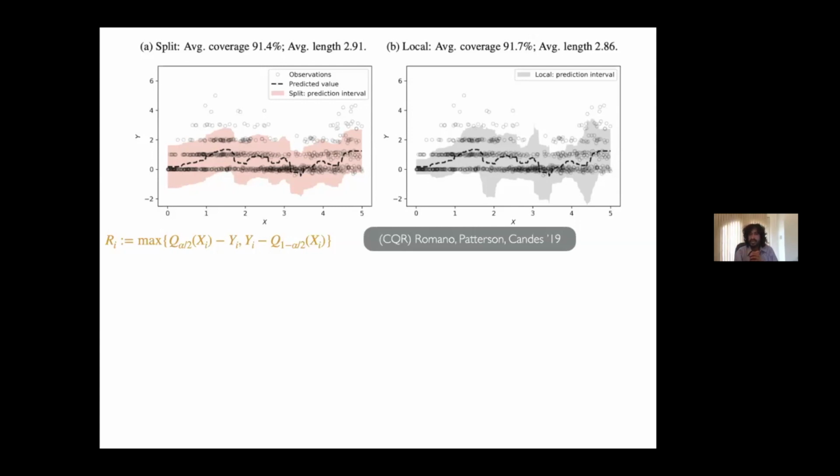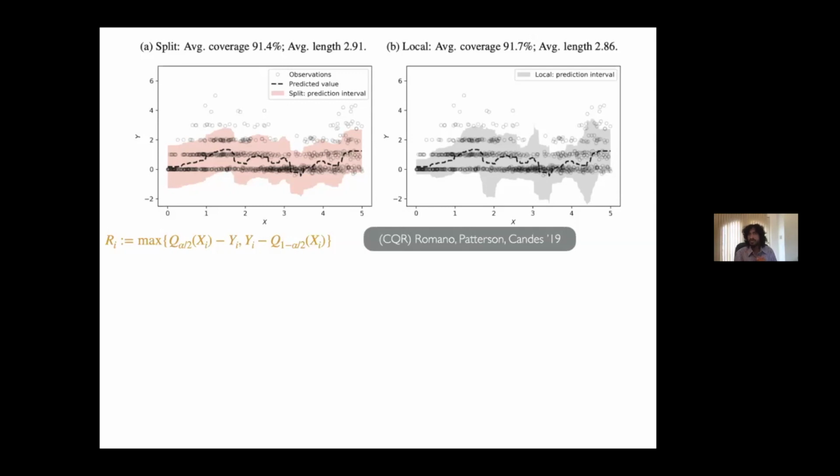They said, on the first half of the data, instead of learning a conditional mean function, we learn a conditional quantile function. So they did quantile regression on the first half of the data, and that's what I'm calling capital Q. It's still a function of the first half of the data. And so they learned two quantile functions, one at level alpha by 2, one at level 1 minus alpha by 2.